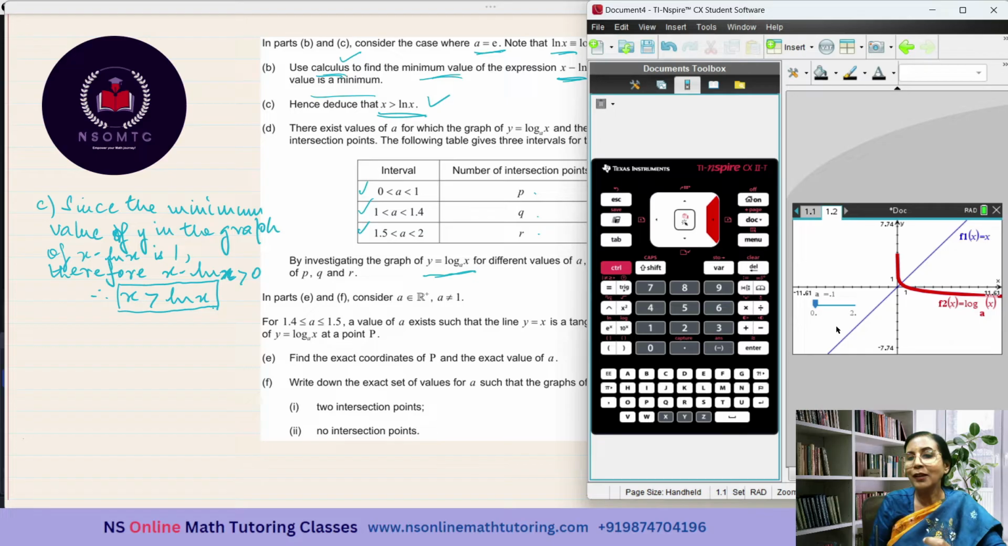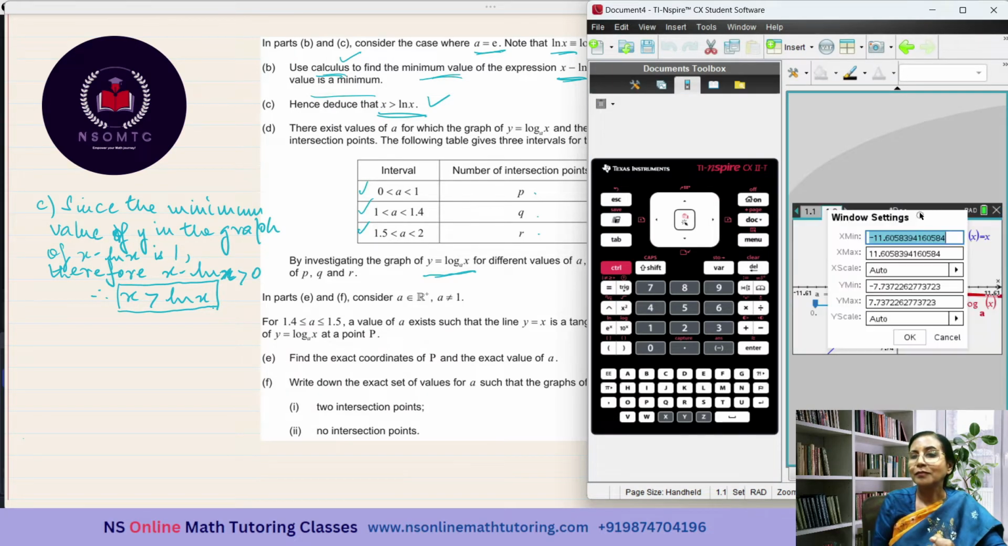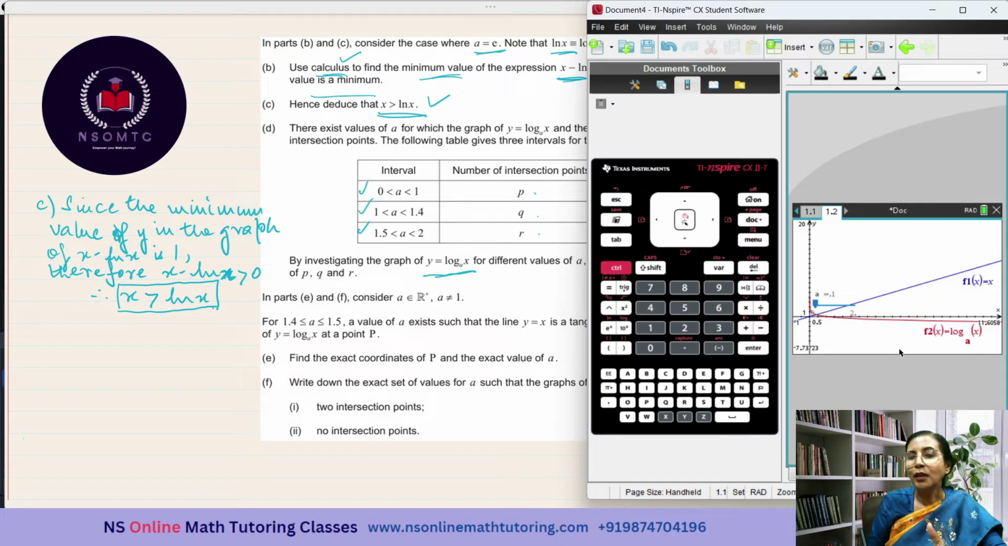You are having this graph, and I can change the settings also, because I don't need the negative side of the x-axis. So let me change the window settings. I can take this as -1, and x max, let it stay as it is, and y min, it can stay, and y max, I'm not sure about what is the maximum value that I'll be needing, or what is the minimum value that I'll be needing. I'm not at all aware of these values, but I'm taking the y max as 20 and I'm keeping the y min as it is. And okay. Okay.